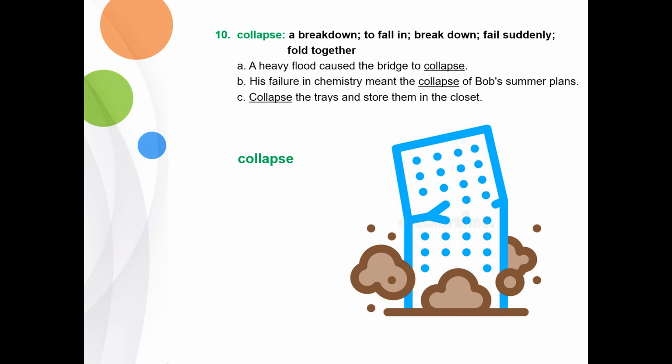Collapse. Collapse means a breakdown, or to fall in, or break down, or fail suddenly, or fall together. Examples. Number 1. A heavy flood caused the bridge to collapse. Number 2. His failure in chemistry meant the collapse of Bob's summer plans. Number 3. Collapse the trays and store them in the closet.